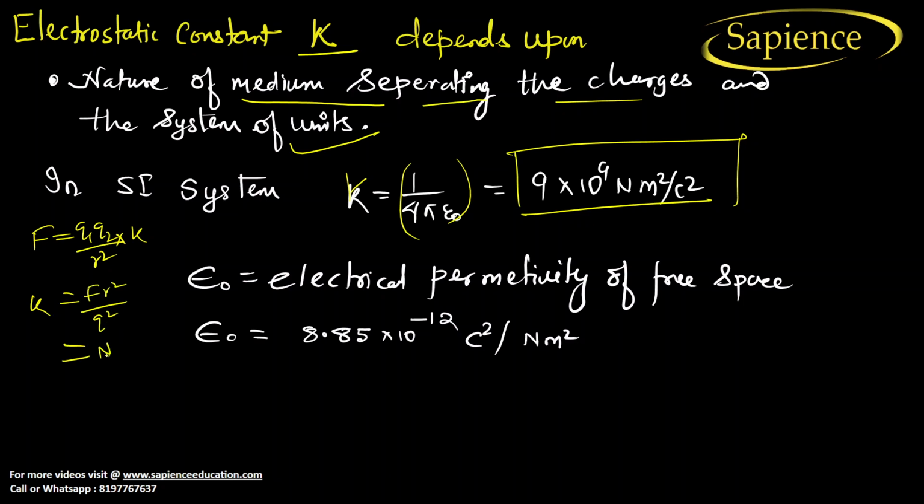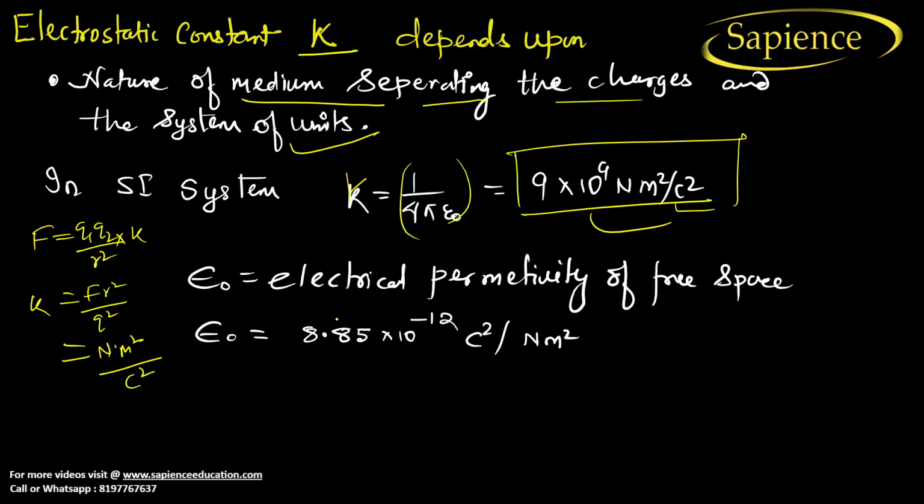So F is in units of Newton, r square is in meter square, and divided by charge square, which is Coulomb square. So in this way, the unit is Newton meter square per Coulomb square. So if you have forgotten, or if you are unable to find the unit of K, you can find it this way, right?